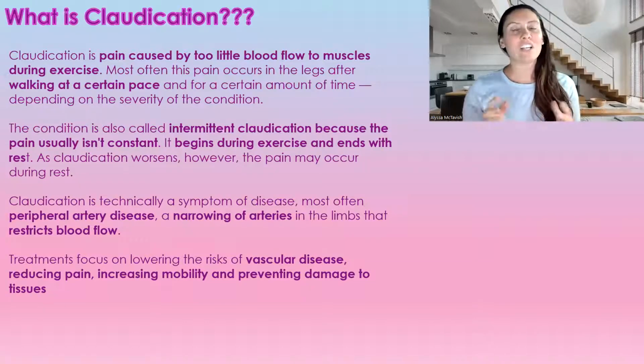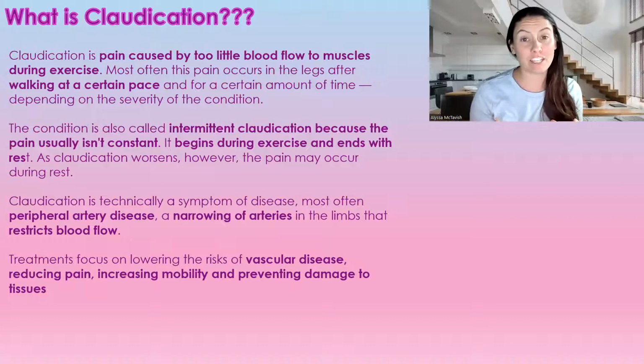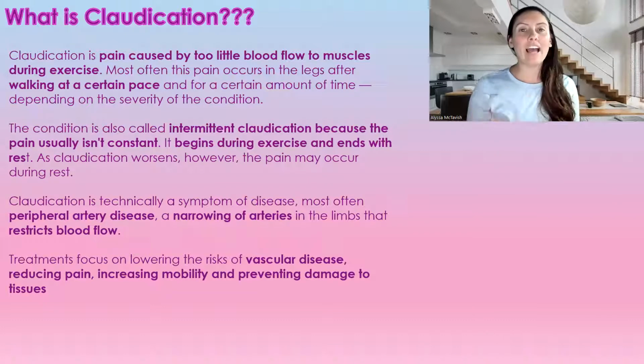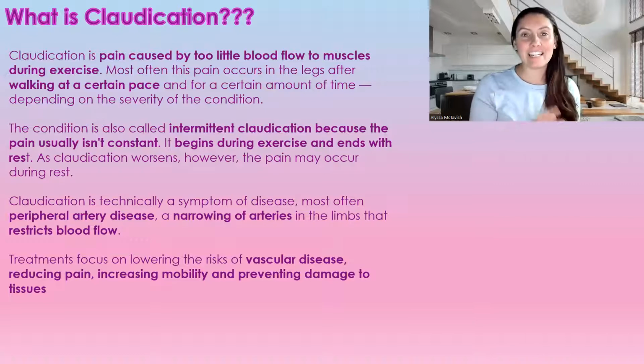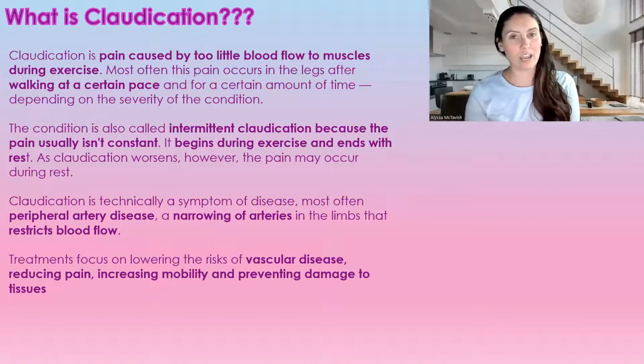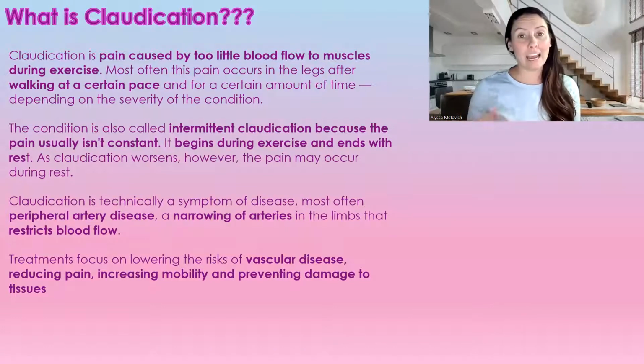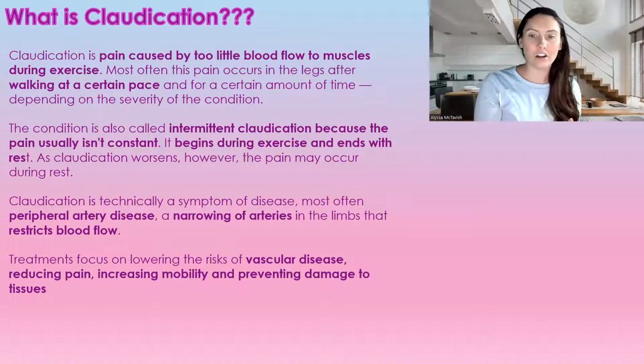So what is claudication? It happens when we get pain, most of the time in our legs, when not enough blood is getting to our muscles during exercise. So when we're walking at a certain pace for a certain duration of time, we can start getting this aching pain, and it normally stops with rest, okay? Now, over time, and as the condition worsens, it can also start happening at rest.